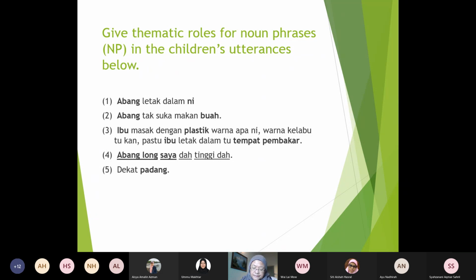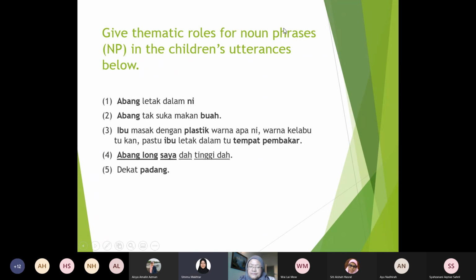I think what Siti Aisyah was trying to say is that Abang Long is one, and then saya is saying Abang Long saya. So saya shows possession. Yes, so that's Abang Long saya, already tall. So Abang Long is in a sense an experiencer actually. Yes, the tallness is what he goes through, and saya is indicating possession to Abang Long. That's Abang Long saya.